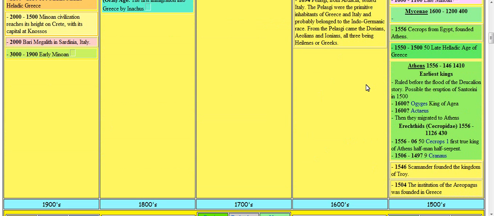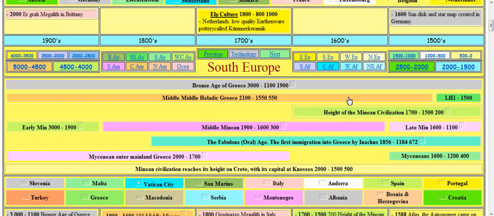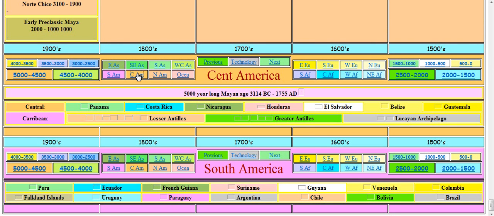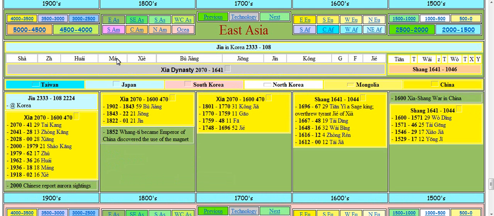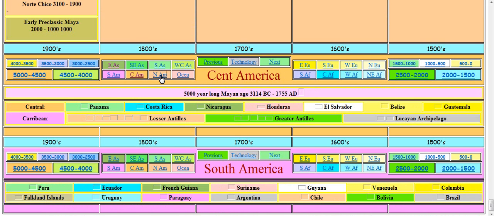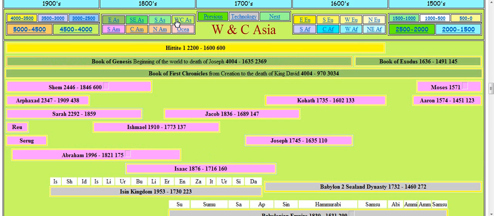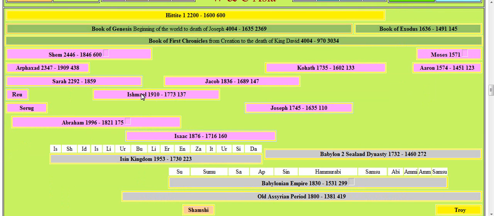And here's stuff that happened. Here's Athens, the earliest kings from 1600 BC. Ogyges, king of Aegea, came over. So you can go anywhere in the world. It doesn't have to be sequential. So the Xia dynasty, these guys, and the names of the guys. Central America, North America, Oceania, Eastern Europe. Let's see, these guys had stuff going on. West and Central Asia from 2000 to 1500 BC.